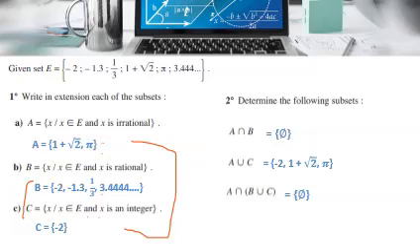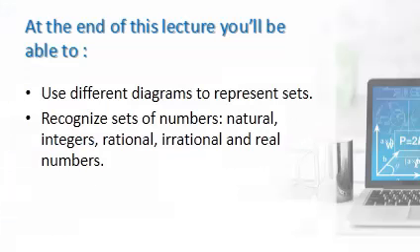So that's everything about our lesson. So now at the end of this chapter, you will be able to use different diagrams to represent sets. One of them is the Venn diagram. You are going to recognize sets of numbers that are natural, integers, rational, irrational, and real numbers. So that's everything, guys, about the sets. I advise you now to watch the video one more time, take notes, then go and solve the worksheet, and meet you hopefully in our Zoom live session.